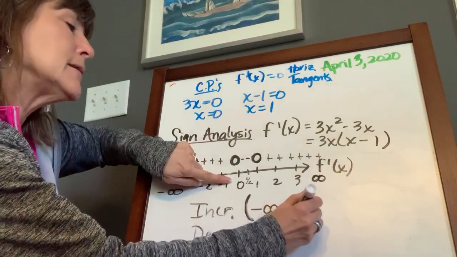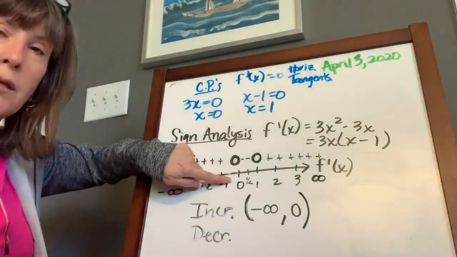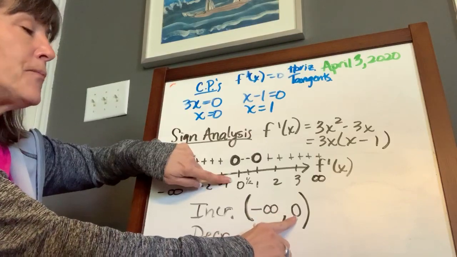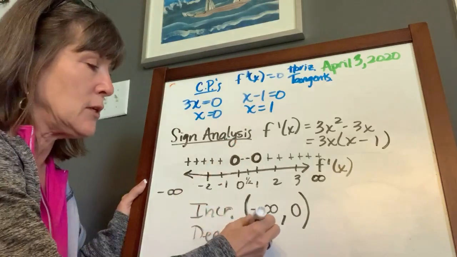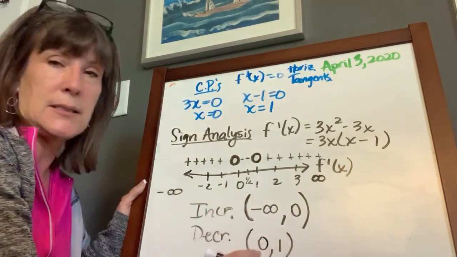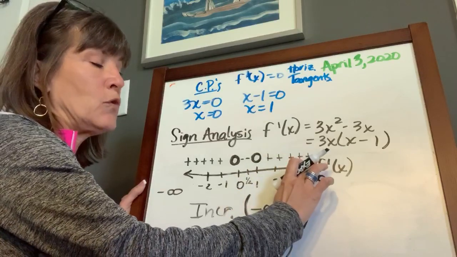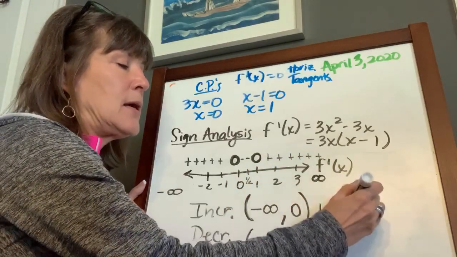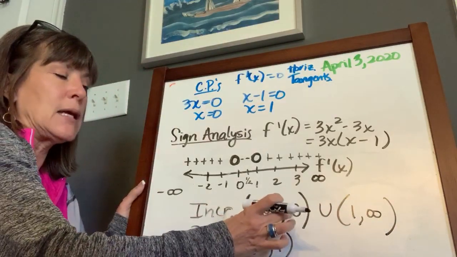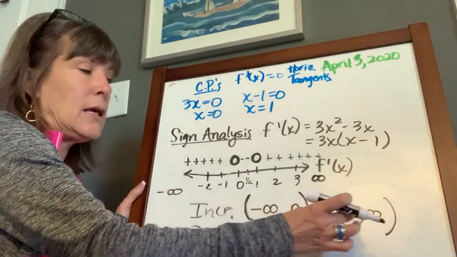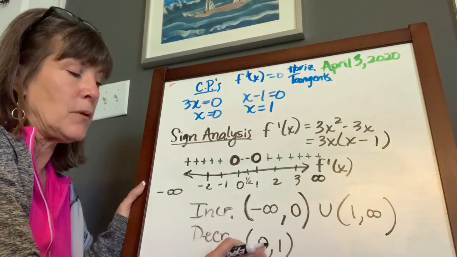At that critical point, it's not increasing or decreasing, it's leveled off. So 0 is not included. So it increases from negative infinity to 0. In between 0 and 1, the derivative was negative. That tells you where your graph is decreasing. So between 0 and 1, it's decreasing. And then from 1 all the way to infinity, the derivative was positive. So that tells me that my original function is increasing from 1 to infinity. So it's increasing from negative infinity to 0, union with the interval from 1 to infinity. That's where the function is increasing. It's decreasing from 0 to 1.